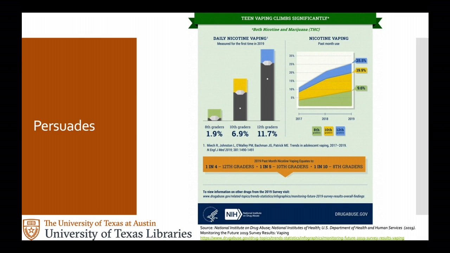This infographic from the NIH shows the trend in vaping among teens and how quickly it's grown in the last 2 years. Almost 10% of 8th graders have vaped in the last month, 20% of 10th graders, and 25.5% of 12th graders. This doesn't end with a call to action. It's actually one of a series of infographics that describe this phenomenon, but it is created to raise awareness.